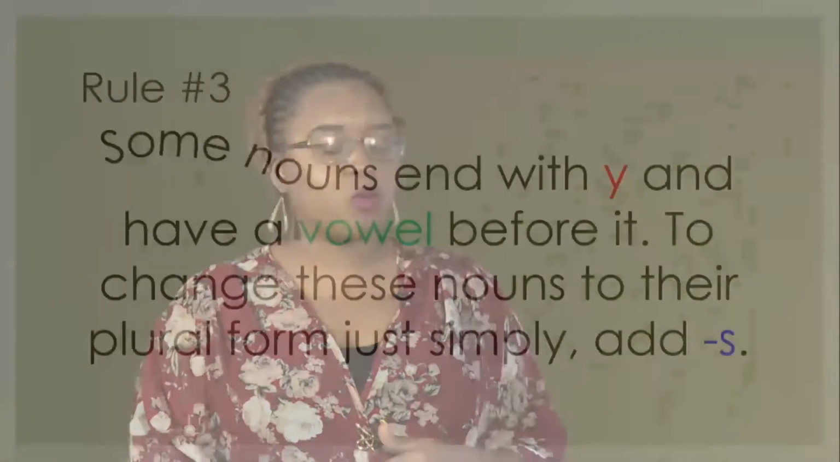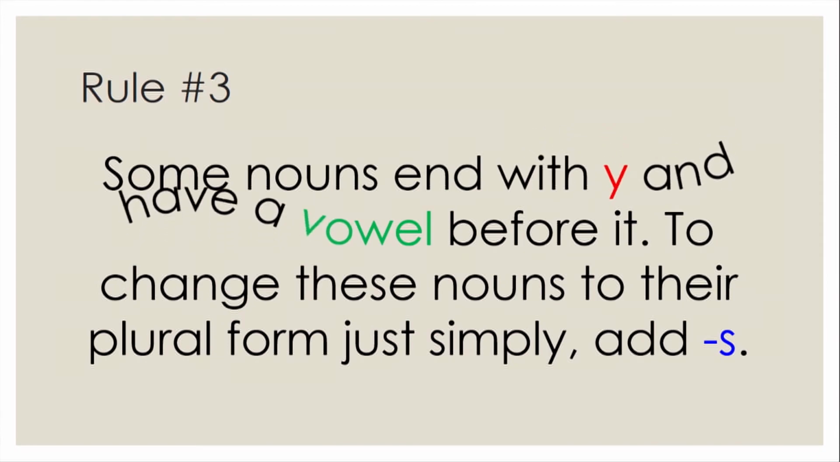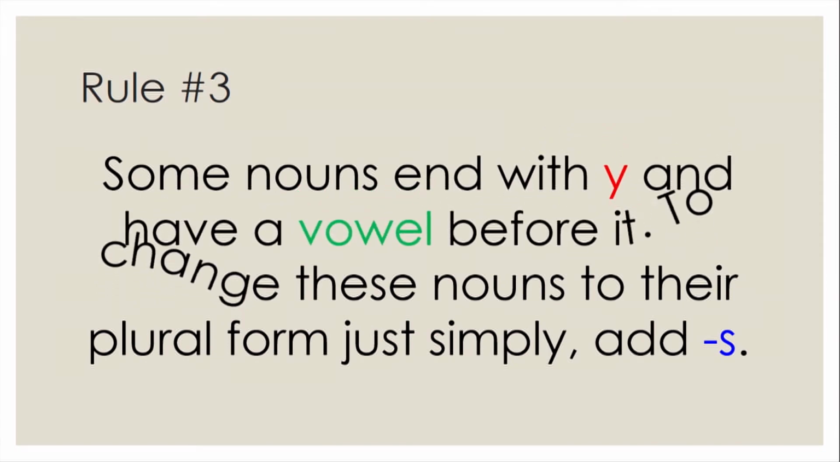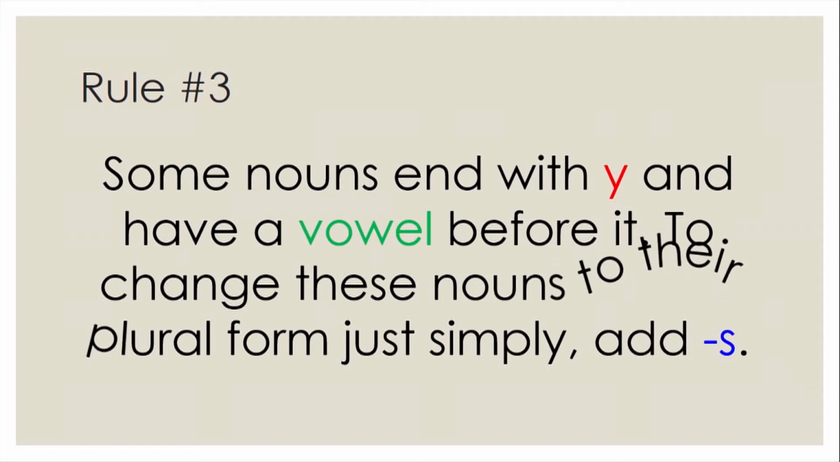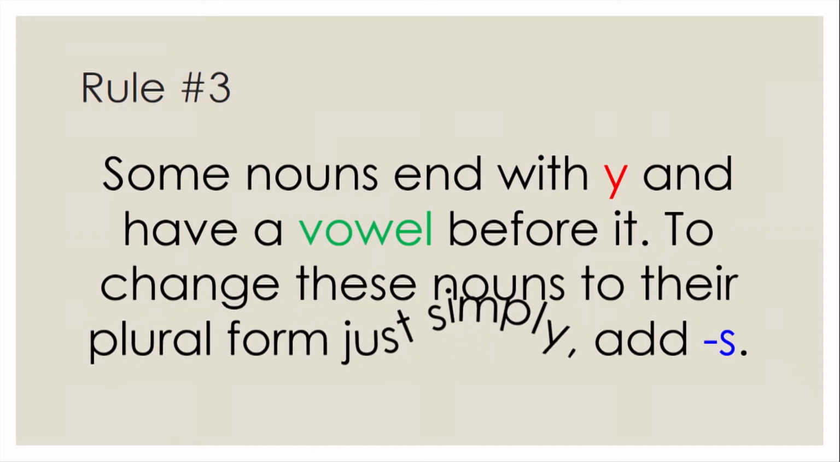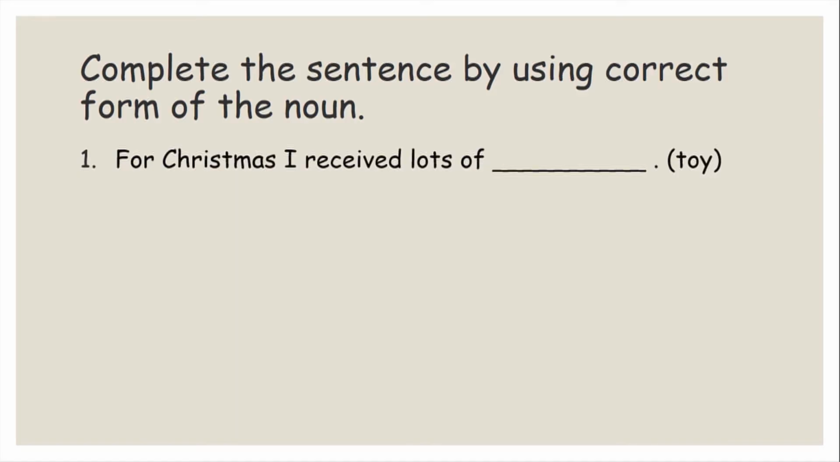So let's go over this rule one more time. Some nouns end with y and have a vowel before it. To change these nouns to their plural form, we simply add an s to the end of the word. So let's try some now. So we have a sentence: for Christmas I received lots of toy, and we want to change toy to plural using the rule we just learned. We have the y and the letter before it is a vowel, so we simply add an s, toys.